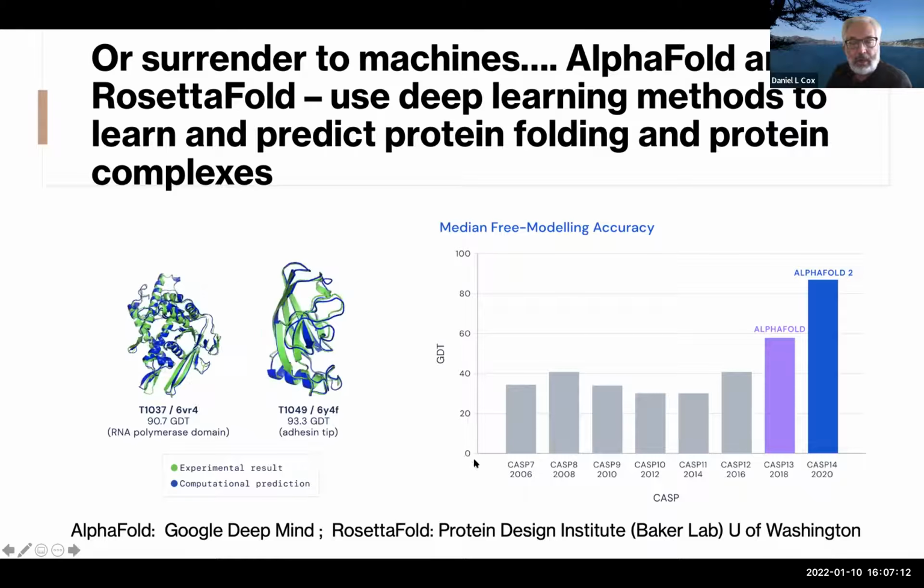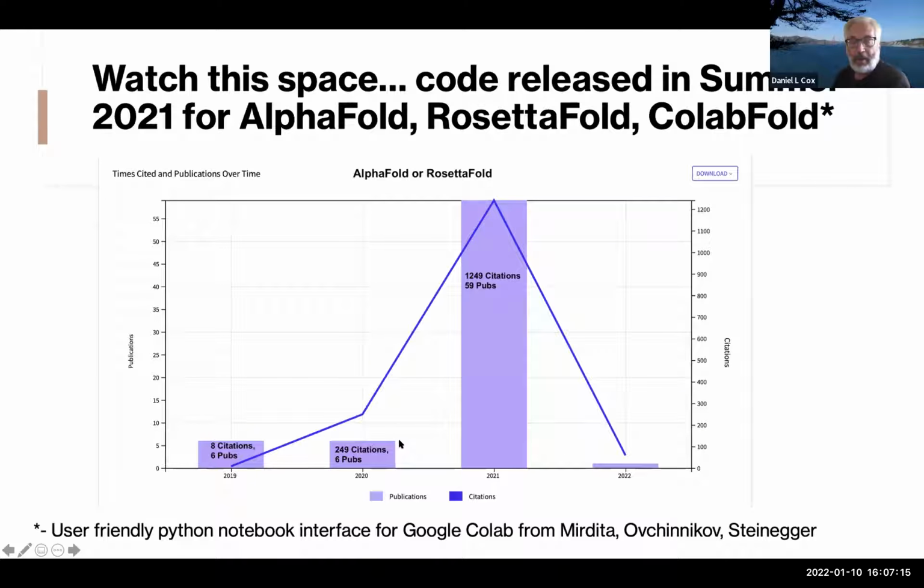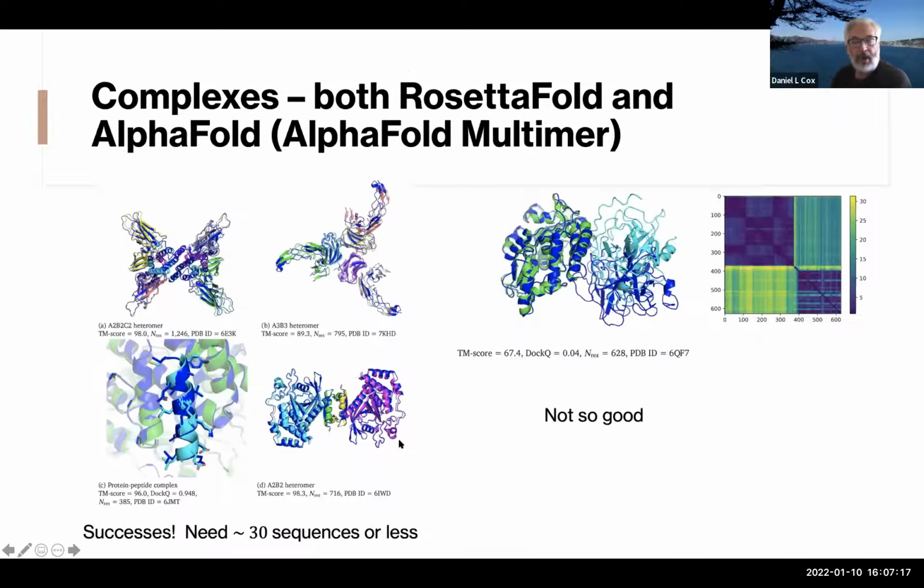These are papers which are exploding, but also AlphaFold and ColabFold can be used to predict the structure of complexes. These are some successes where these heteromers and these complexes were actually predicted from the deep learning algorithm of AlphaFold Multimer. This is one that didn't do as well. It sort of got this part right, but it didn't do very well on this part. But you can use this for new science.